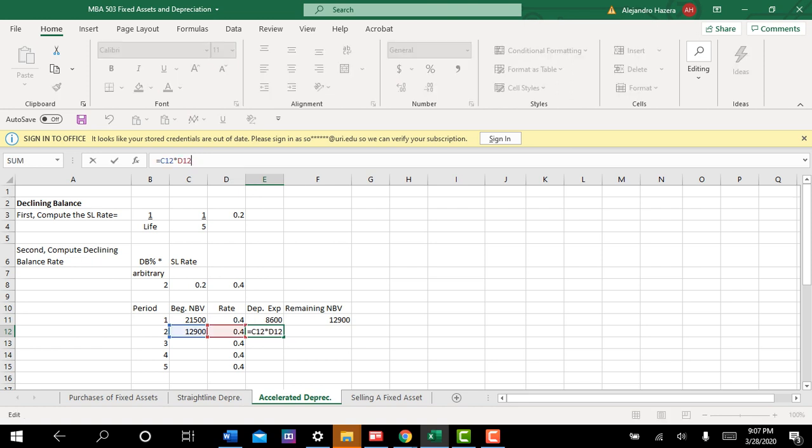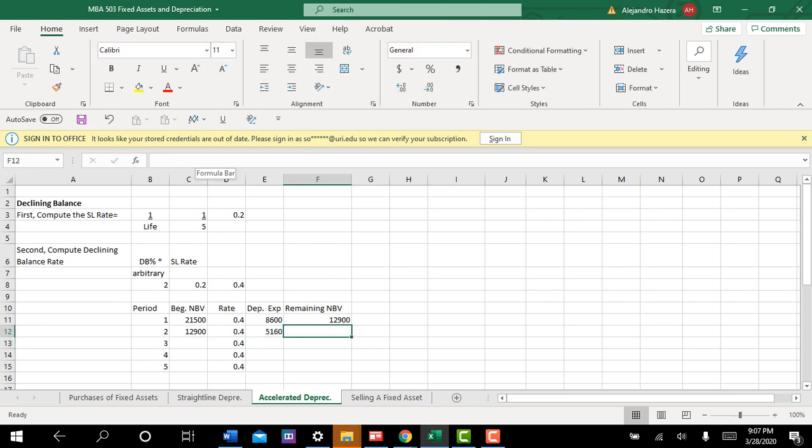Okay, and then your remaining net book value, and I'm just going to go ahead and highlight that. Your remaining net book value is once again your beginning net book value less this year's depreciation expense. So your remaining net book value, oops, take that negative out of there. Your remaining net book value is 7,740.